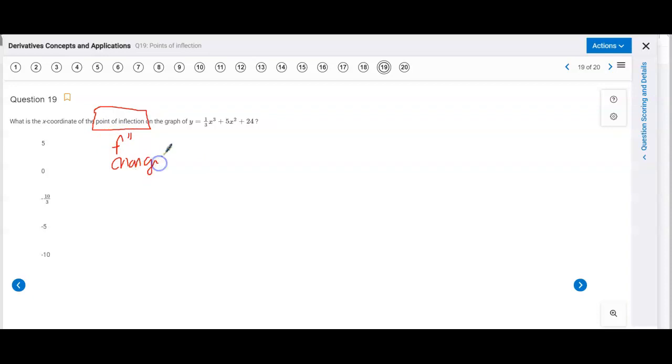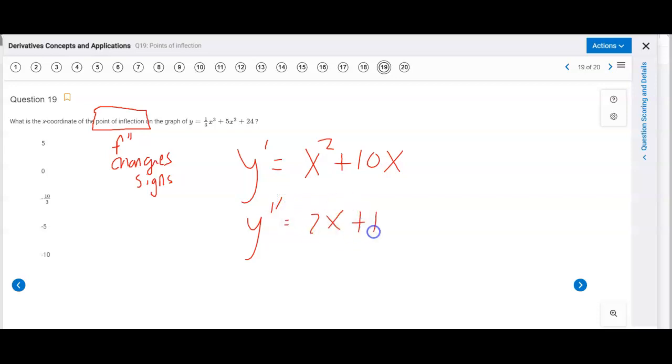So that's a good hint then of what we need to do. We need to find our second derivative. So let's start there. Our first derivative would be x squared plus 10x, and my second derivative would be 2x plus 10. I'm going to set that equal to 0 to find where it equals 0, and I would end up with x equals -5.